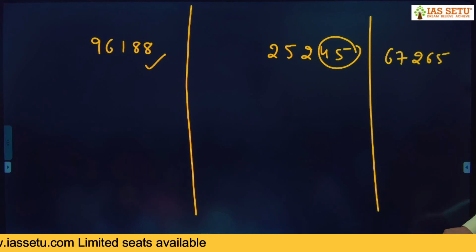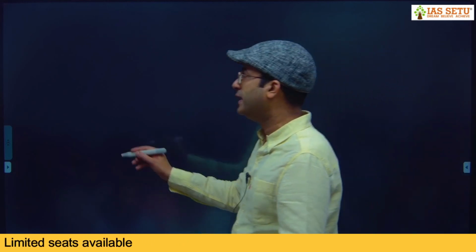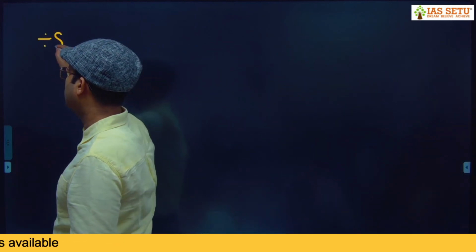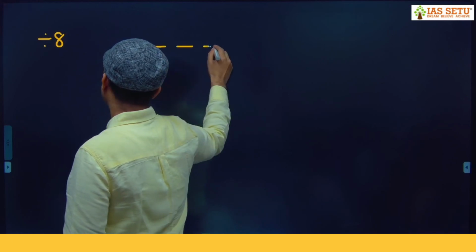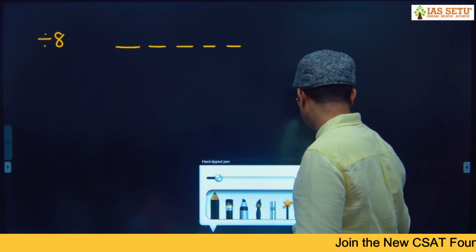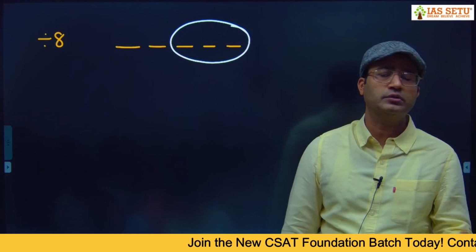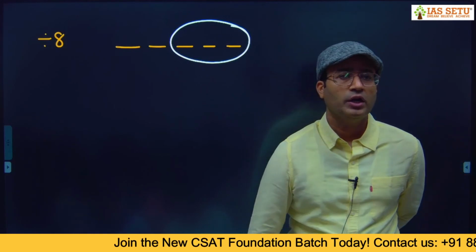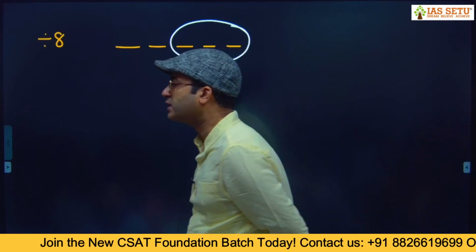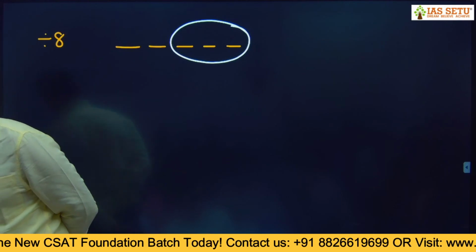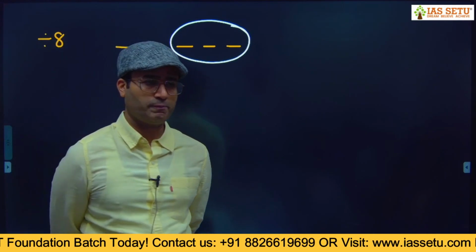Now next is divisibility of 8. The rule for divisibility of 8 is the last 3 digits. Last 3 digits are sufficient to tell you divisibility of 8. If in any number the last 3 digits are divisible by 8, it means the complete number is divisible by 8, otherwise no.